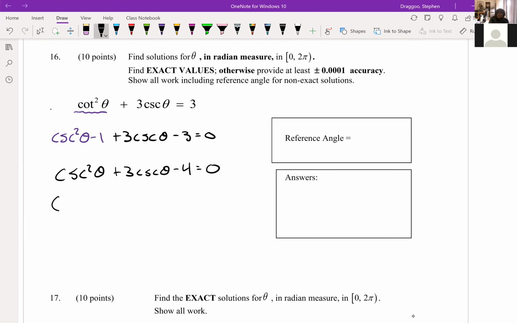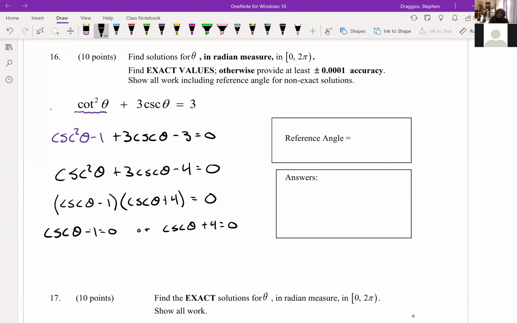Factor this thing. Cosecant theta minus 1 times cosecant theta plus 4 equals 0, which will give us the two equations. Cosecant theta minus 1 equals 0, or cosecant theta plus 4 equals 0. So this is cosecant theta equals 1, which is only going to happen at pi over 2.